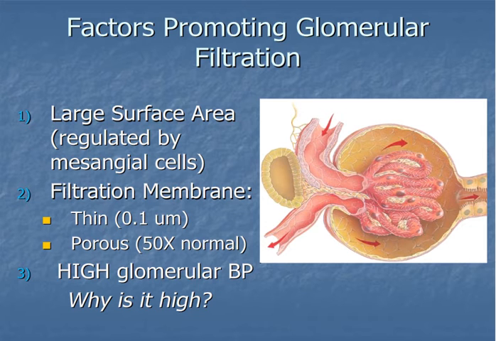The other thing that we pointed out already is that compared to other capillary beds, the blood pressure within the glomerulus is extremely high, again 55 millimeters of mercury, and this really helps to promote filtration, the movement of fluid from the glomerulus into the Bowman's capsule.